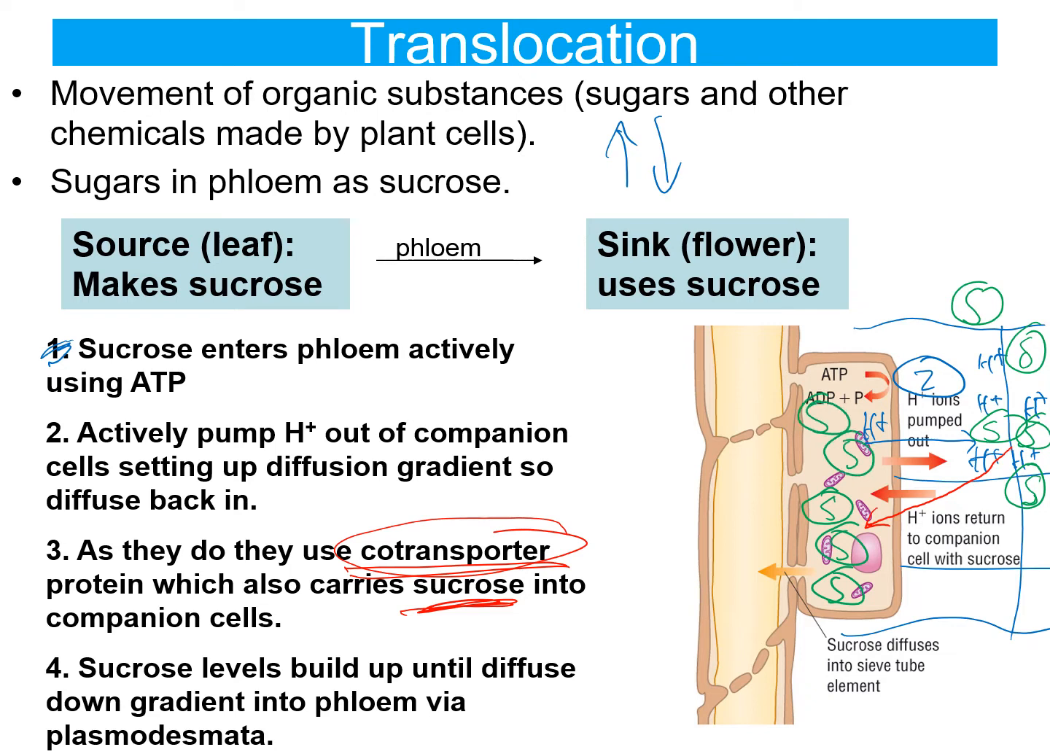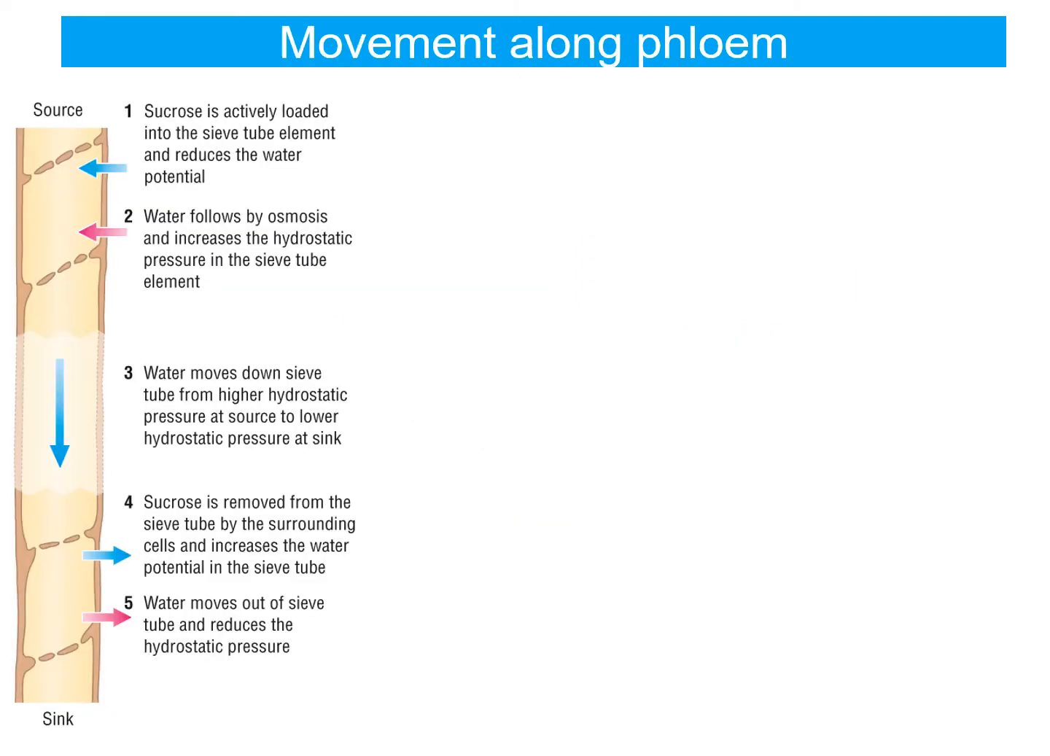So it then moves from a high concentration to a low concentration through the plasmodesmata into the phloem at the source. Okay, that's the point where the sucrose is loaded into the phloem. So that means then we have a high concentration of sucrose. So then why does this cause movement? Even though you're building it up, why does that automatically cause movement?